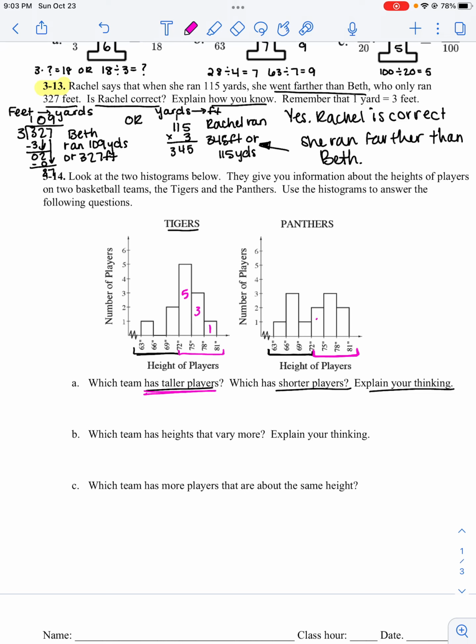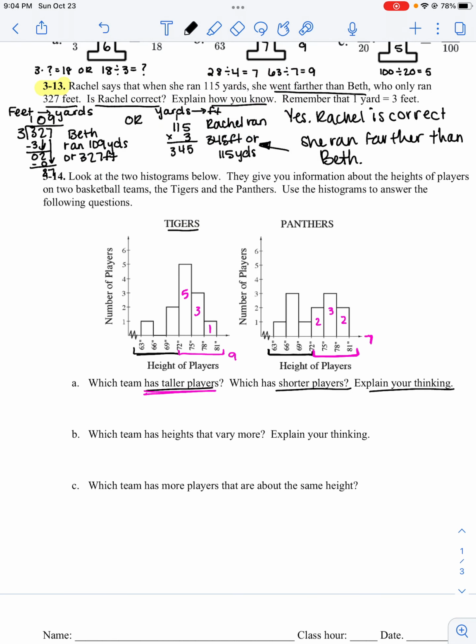Then if I go over to the panthers, between 72 and 75, there are 2. Between 75 and 78, there are 3. And between 78 and 81 inches, there are 2. For those taller players, tigers have 5 plus 3 plus 1, which is 9. And for the panthers, 2 plus 3 plus 2 is 7.